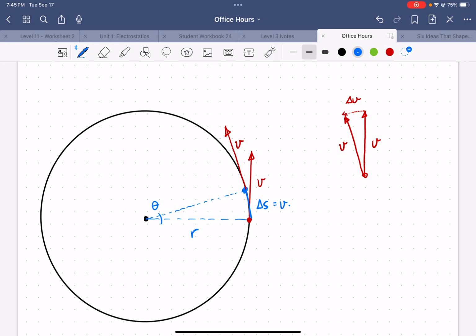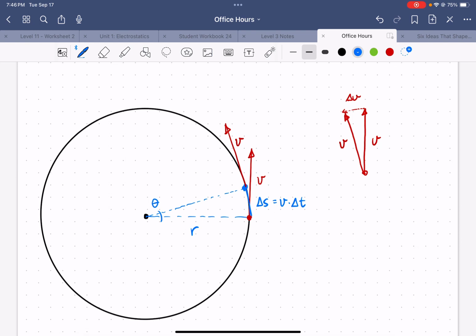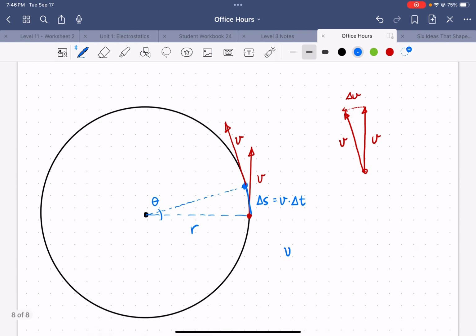Okay, so we have two similar triangles here, so we can set up a ratio. The small side divided by the long side of one triangle should be the same as the corresponding ratio for the other. So for the blue triangle, the ratio of the small side to the long side would be v delta t divided by r, and for the red triangle, that would be delta v divided by v. So we want a measure of the acceleration, which is the ratio of the change in velocity divided by change in time.